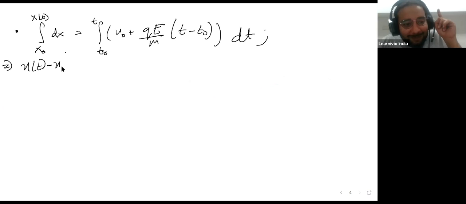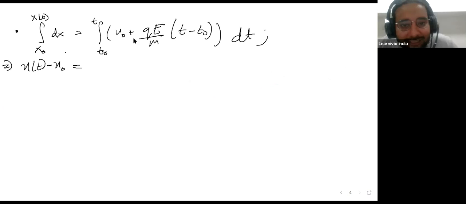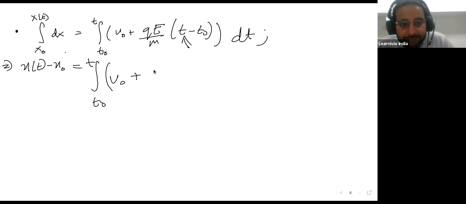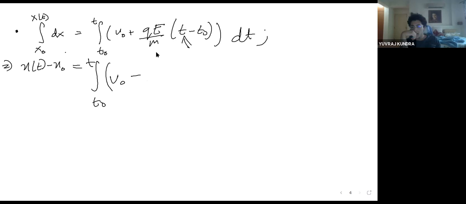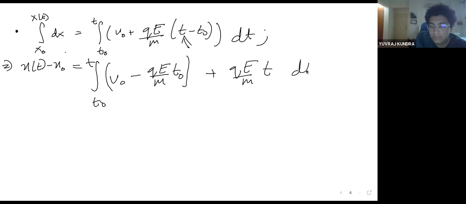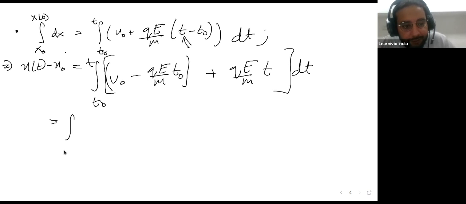x as a function of t minus x naught is equal to, okay, wait. So first of all, notice that the only thing that is a variable here is t. Other things are just constant, right? So let's collect the terms together. So the constants, let's put them together. So you have a minus sign here, times qE over m times t naught, plus qE over m times t, the dt of that. Okay, so what do you have? You have t naught.